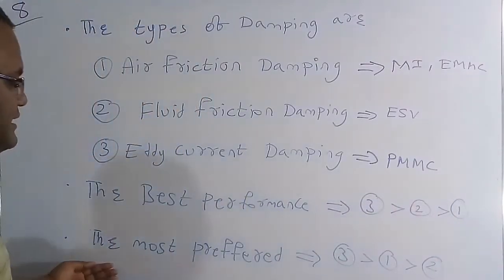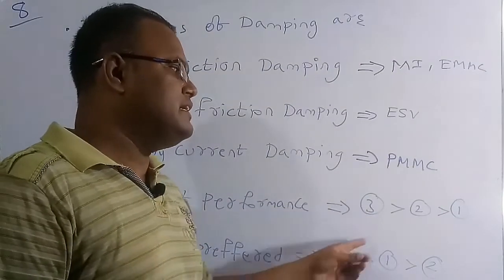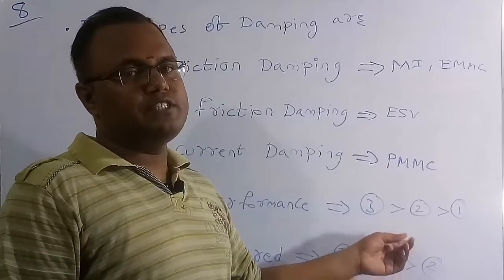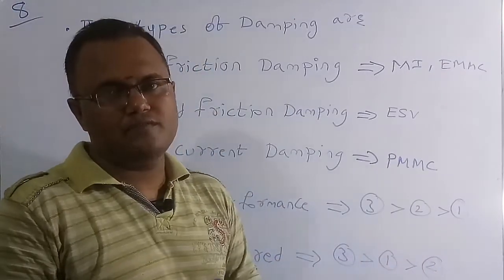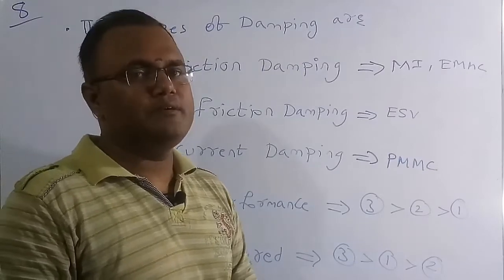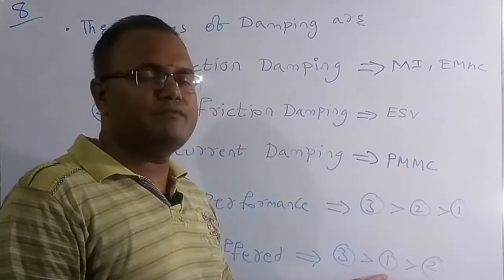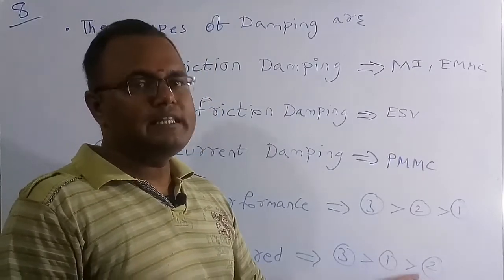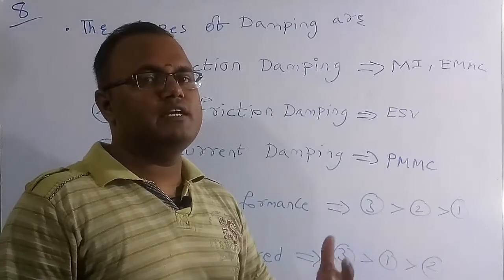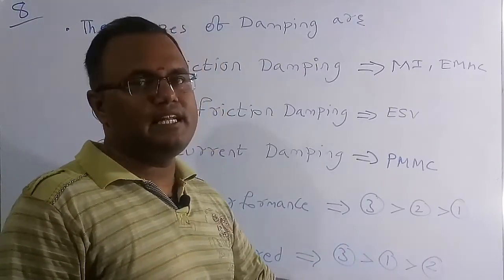But in the case of most preferred, the most preferred is always the eddy current damping, because in the fluid friction damping there is a possibility of the fluid leaking. Because of that we are not going to take it as the most preferred, so it comes in the last case. Then we prefer the air friction damping, and then comes the fluid friction damping, because there may be a possibility of leakage of the fluid.